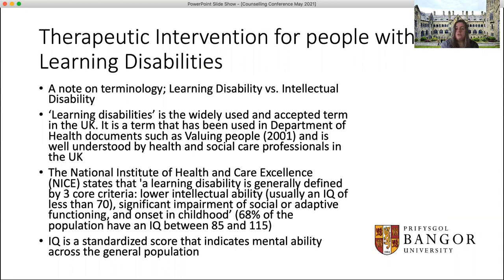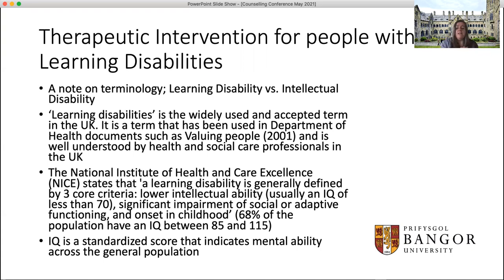Now, before I go on to talk about the central topic, I really want to talk about what a learning disability is defined as, but also terminology. So you'll see in the literature that typically it's either learning disability or intellectual disability, and generally they mean the same thing. Learning disability is the term that is generally used within UK health and social care settings. It's used in Department of Health documents, and it's the term that I will be using for the talk today. Intellectual disability is more often used in US settings, but the diagnostic criteria I will be talking about today relates to both terms.